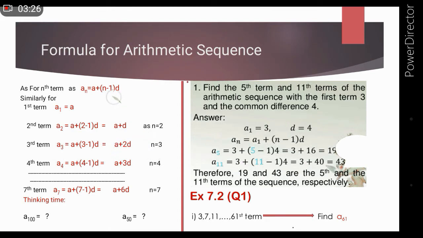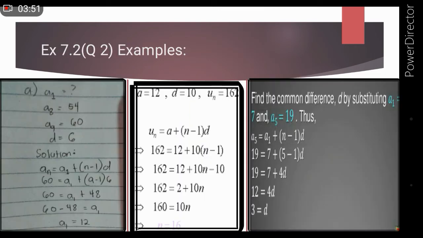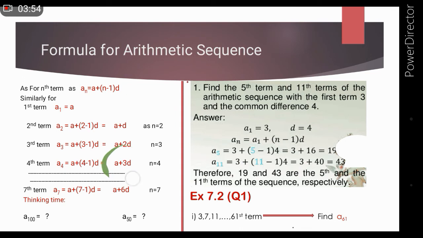When n is equal to 4, put n equals 4 in this formula, then this formula will become this, and in the last you will get a plus 3d. You can observe that if we want to find a2, its formula will be a plus d. When you want to find a3, your formula will become a plus 2d. When you want to find the value of a4, your formula will become a plus 3d. Similarly, if we want to find a7, your formula would be a plus 6d.